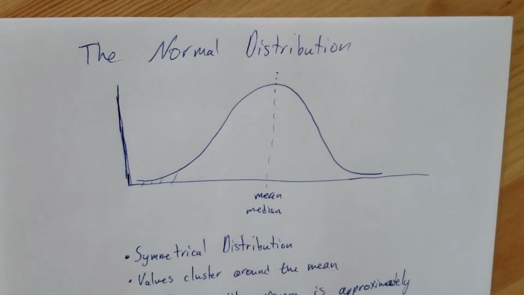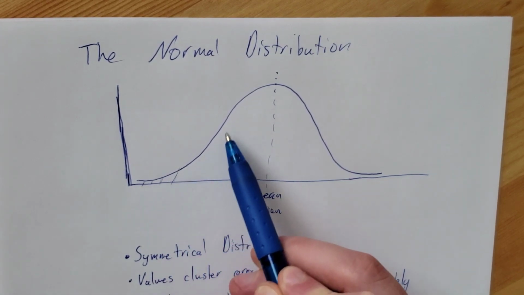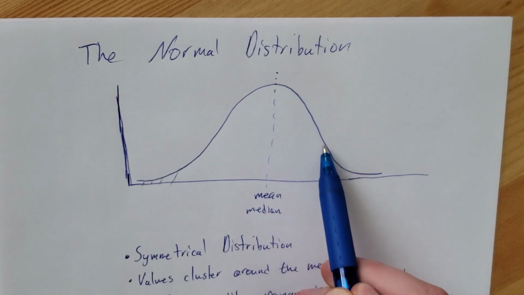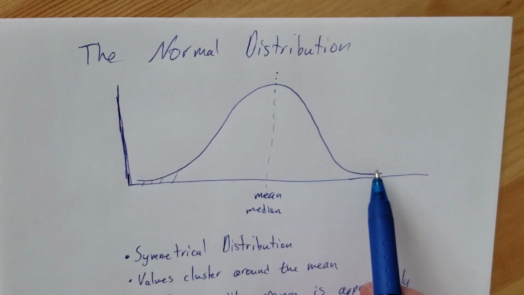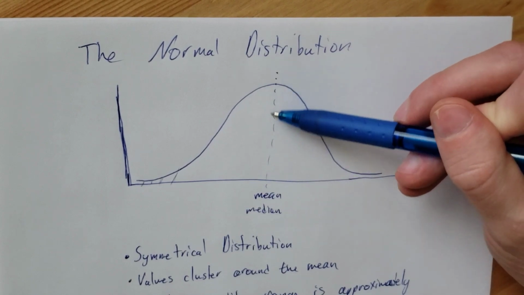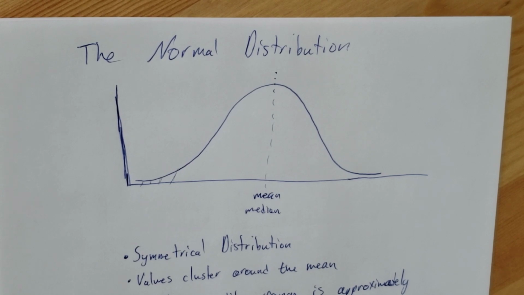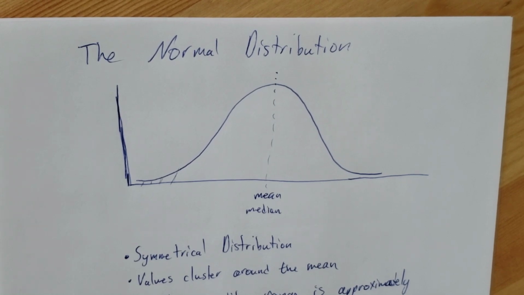In this video, we're going to be covering the normal distribution. So what is the normal distribution? Well, it is a bell-shaped curve that looks like this. The mean and the median are the same here. So that's right in the middle. And it has four other properties that I'd like to discuss.